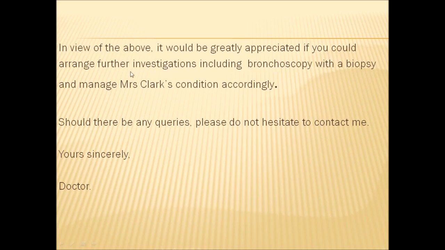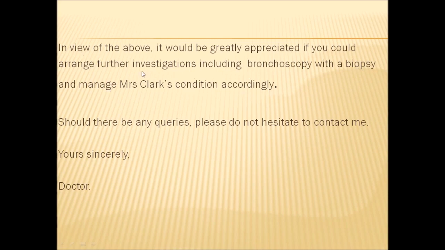Okay, if you could arrange further investigations including bronchoscopy with a biopsy and manage Mrs. Clark's condition accordingly. So mention the plan in the introductory paragraph and in the concluding paragraph as well, but with different words. In the introductory paragraph we used 'I would be grateful if you could assess and investigate her', but here we are using 'arrange further investigations including bronchoscopy with biopsy and manage Mrs. Clark's condition accordingly'. So okay guys, it looks better compared to some other templates, so please use this type of template while writing your letter.